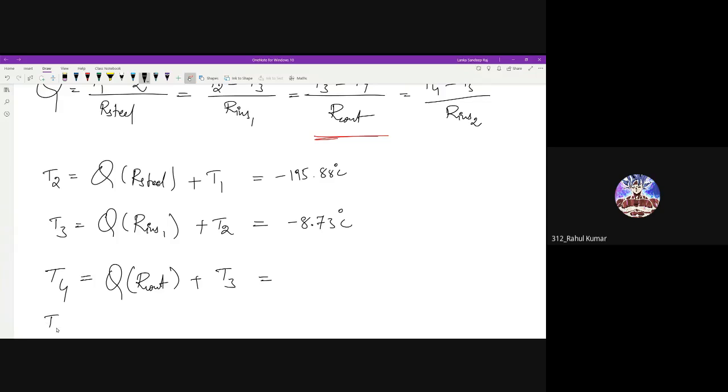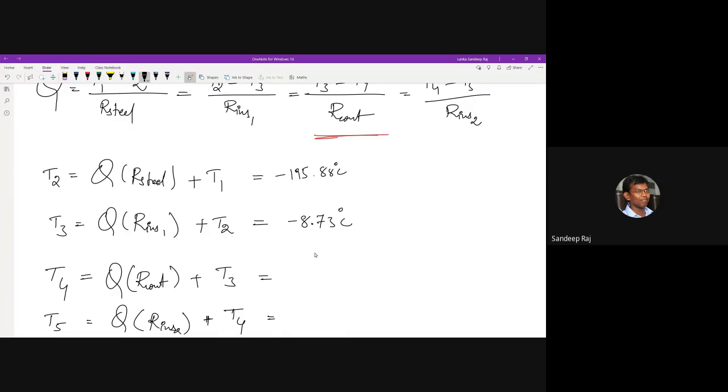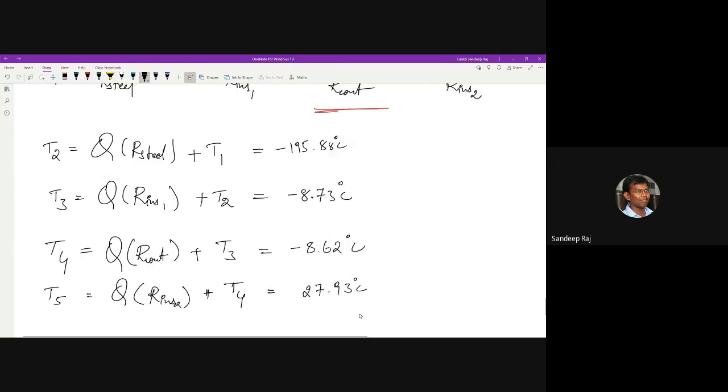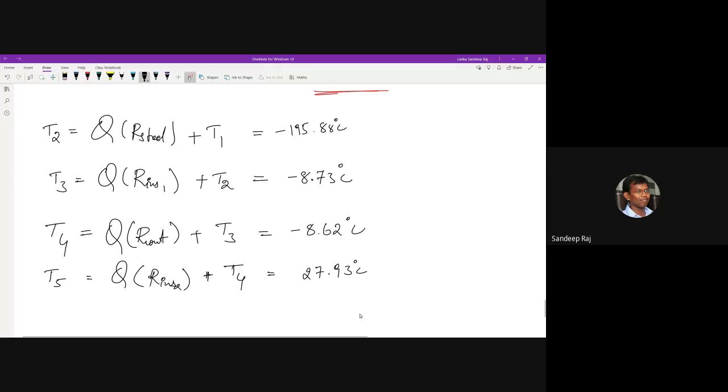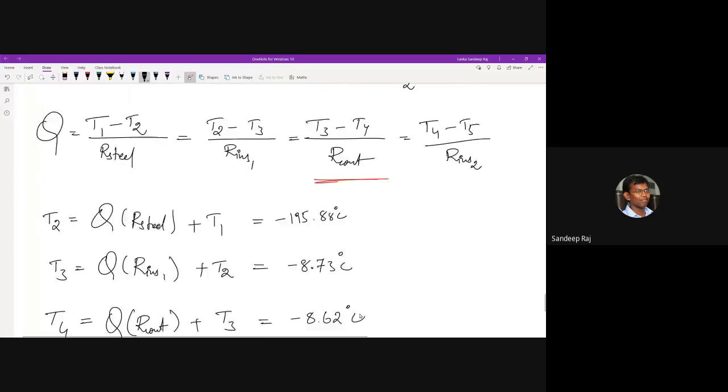Minus 8.62. Sorry, my device got disconnected. Somebody is telling me the value. Rahul, please tell me. Minus 8.62 and 27 point something, 93 or 33. 27.3 degrees centigrade. So these are the temperature values that you can find out.